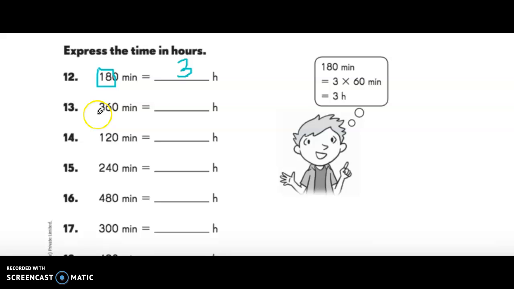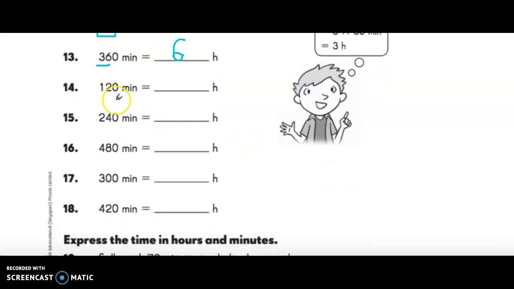Same thing here, we're just looking at the 36. What times 6 gives us 36? And that's 6 hours. What times 6 gives us 12? 2. What times 6 gives us 24? 4. What times 6 gives us 48? 8.